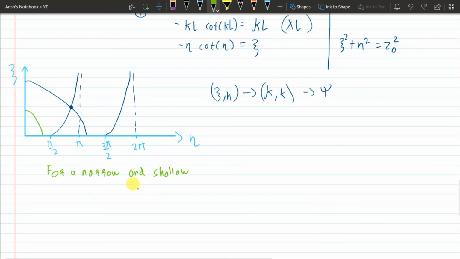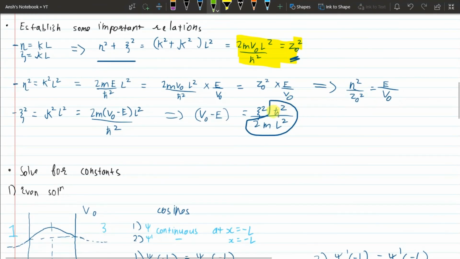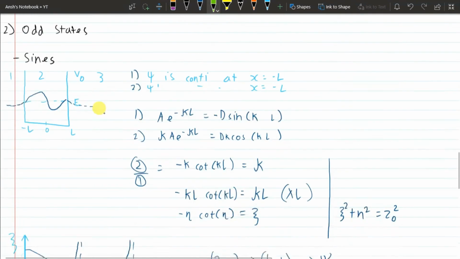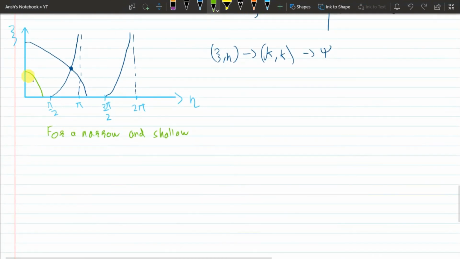So it is very possible that for a narrow and shallow well, and by narrow and shallow, I mean if it's narrow, L is small, and if it's shallow, then V naught is small. So in turn, Z naught is really small. So since Z naught is really small, the radius of our circle is really small. So in that case, there won't be any intersection between the two curves, and no solution exists. So it is entirely possible that for a narrow and shallow well, no odd state exists.